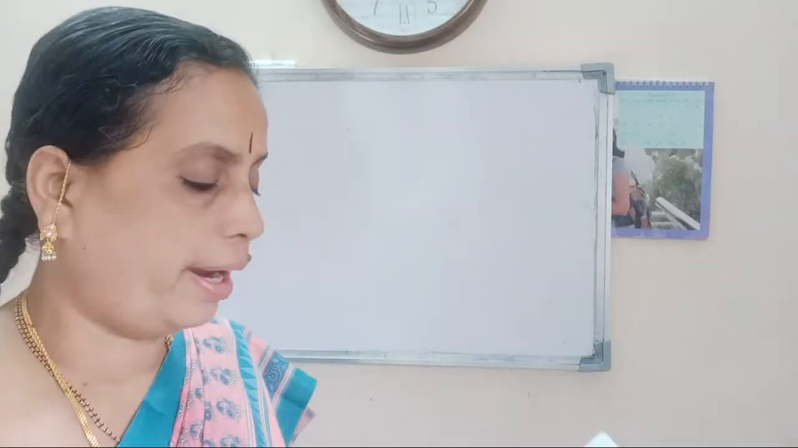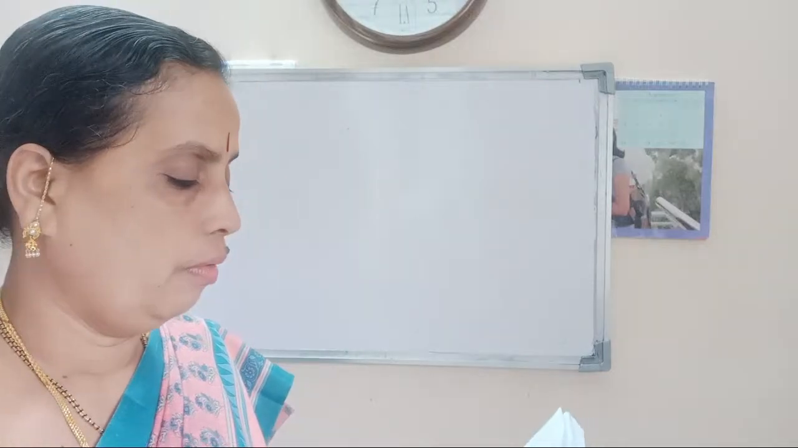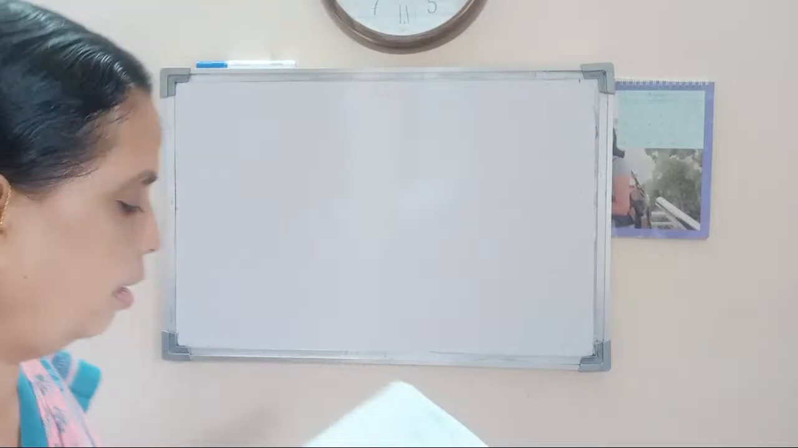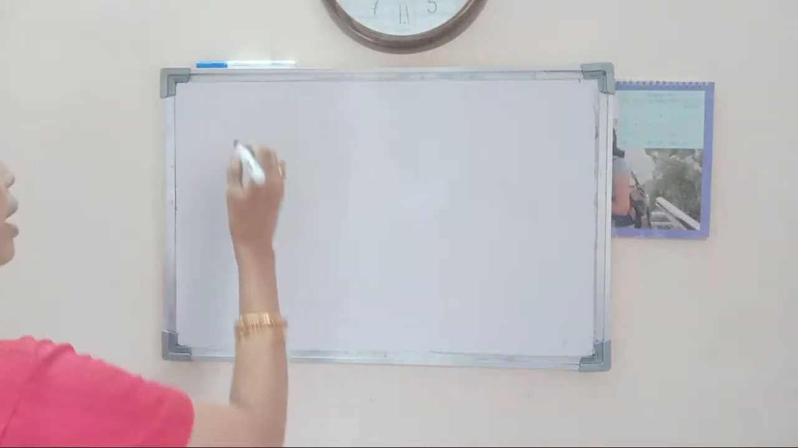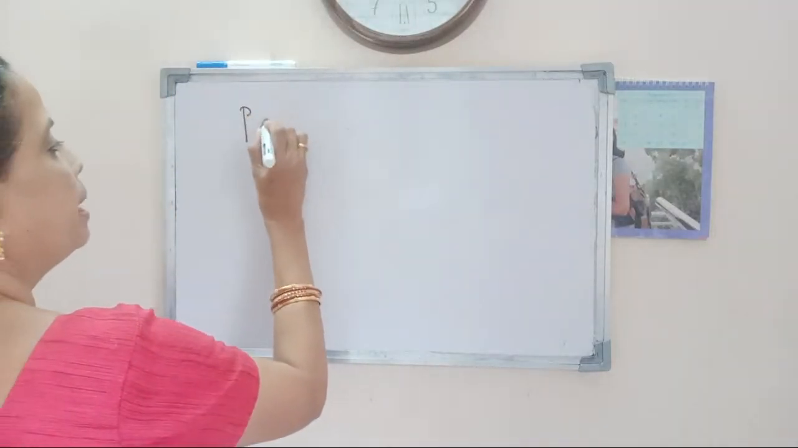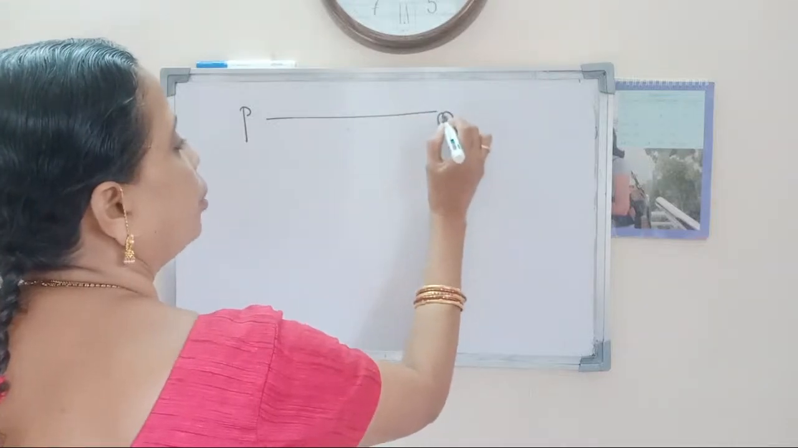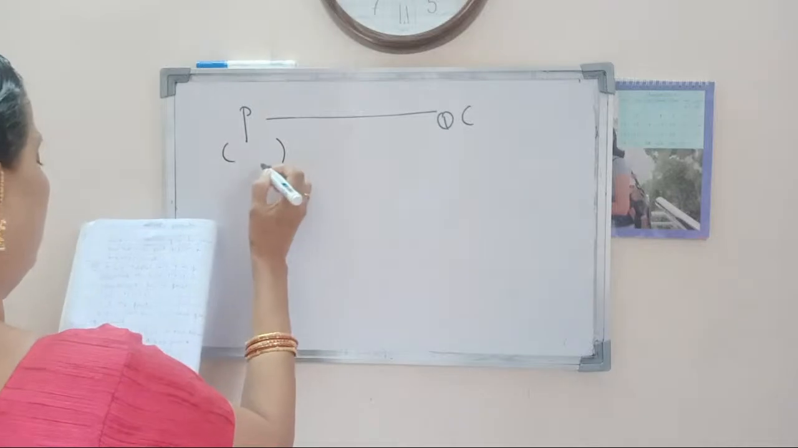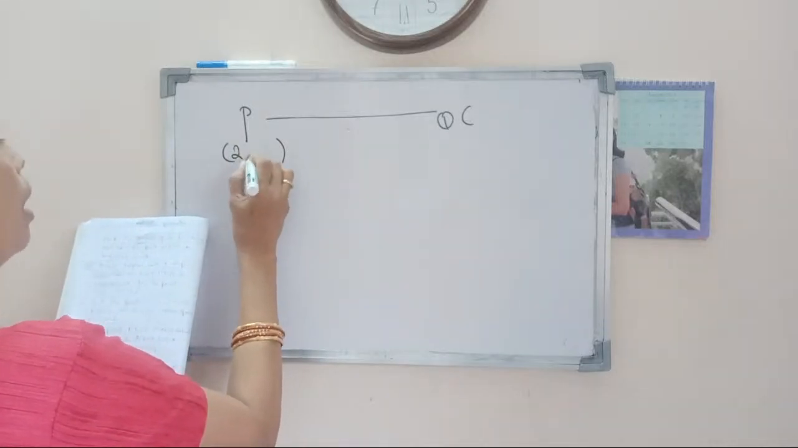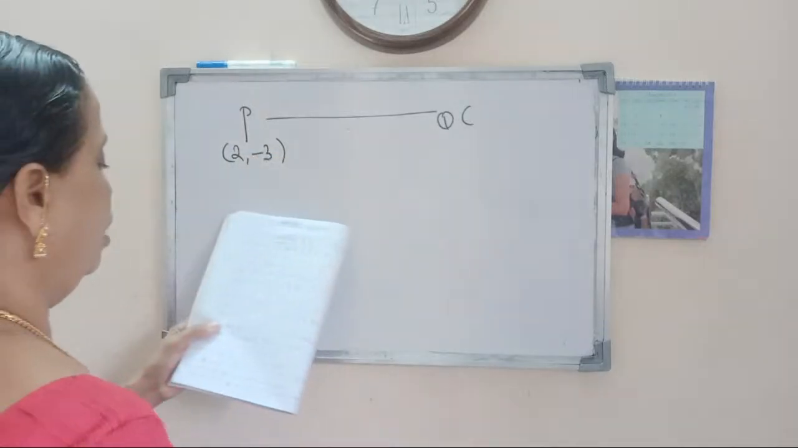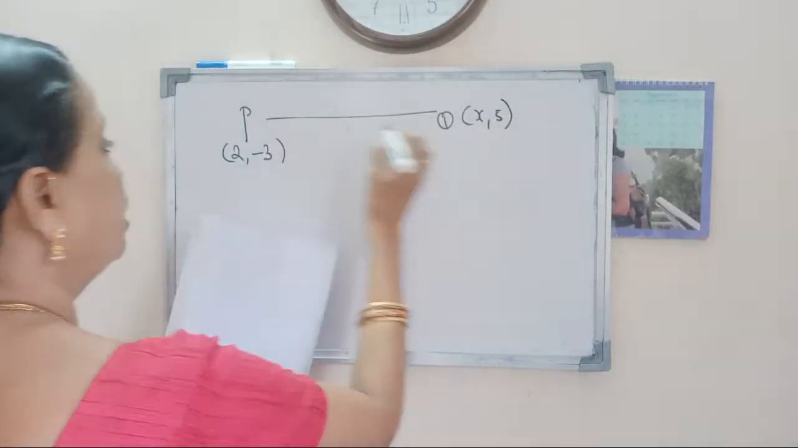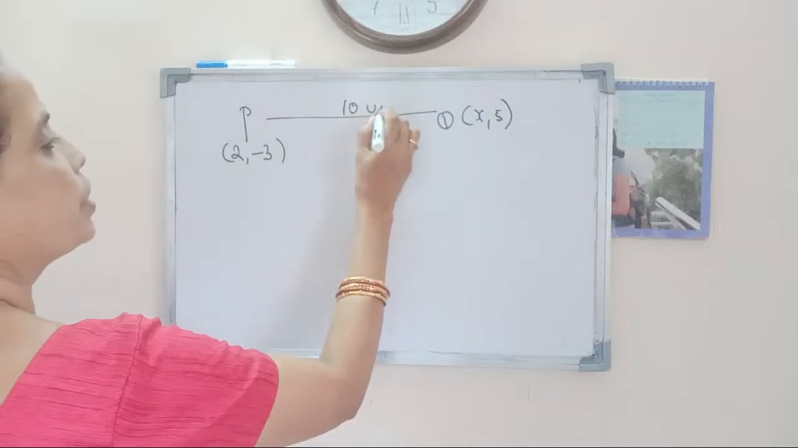Find the values of x for which the distance between the points P (2, -3) and Q (x, 5) is 10 units. Here they have given P and Q with their ordered pairs.